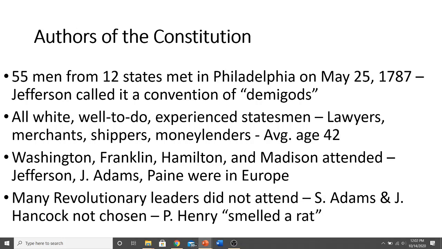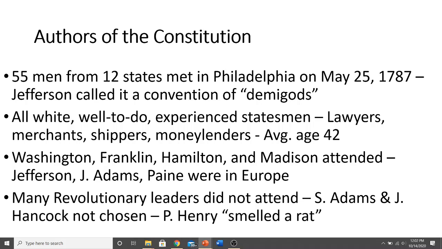So 55 men from 12 states meet in Philadelphia on May 25th, 1787. All of them well-to-do, experienced statesmen, lawyers, merchants, shippers, moneylenders. Some of the leading figures we will recognize are Washington, Franklin, Hamilton, and James Madison. Of course, you have Jefferson, John Adams, and Thomas Paine, 3 revolutionary leaders. They're actually in Europe at the time.